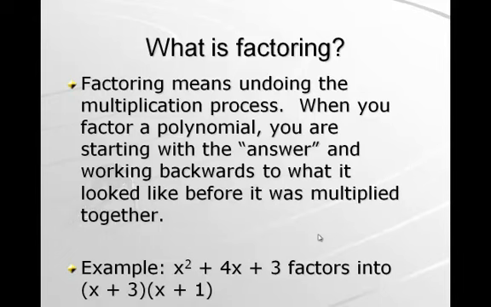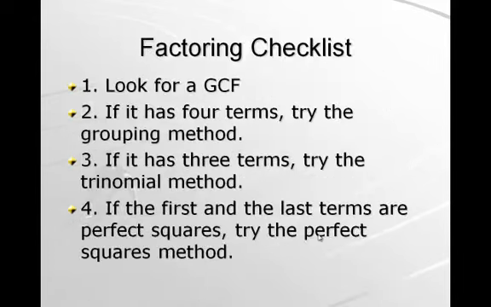For example, if we started with the polynomial x squared plus 4x plus 3, factoring means we'd be working backwards to what the factors were that were FOILed in order to give us that answer. X plus 3 and x plus 1 would be the factors that would give us x squared plus 4x plus 3, so these would be called the factors of that polynomial.